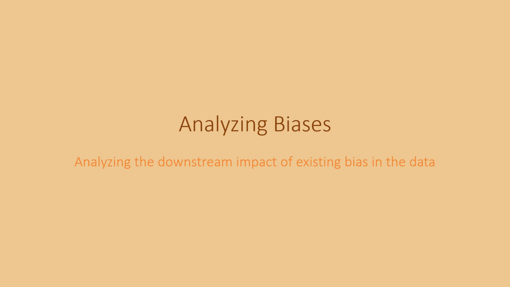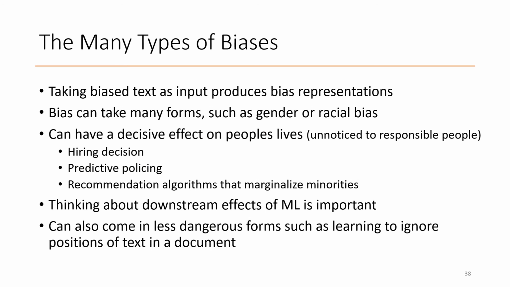Speaking of biases, one important aspect of all things data is to analyze biases and also analyze the downstream impact of existing bias in the data. Of course, there are many types of biases, and here in this lecture we only scratch the surface of research directions in this field. So taking biased text as input will very probably give you biased output representations. You might not be able to easily measure the bias, but it is there. And bias can take many forms, such as gender or racial bias. And it can have a decisive effect on people's lives, often and easily unnoticed by the responsible people.